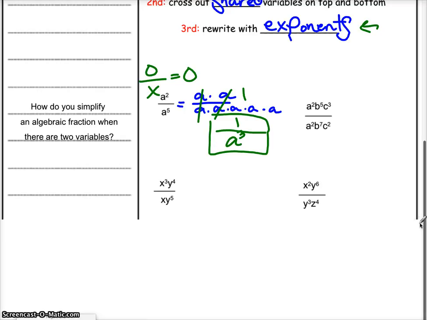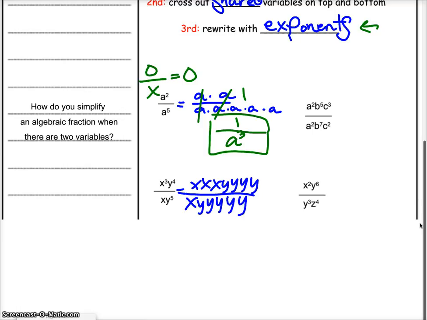Okay, so how many x's do I have on the top? Write them. 1, 2, and 3. Remember, I don't even have to include the dot in there because anytime 2 variables are sticking together, it represents multiplication. So I don't have to write the dot. Y to the 4th, how many y's? 4. 1, 2, 3, and 4. Over x, y to the what? So 5 y's. 1, 2, 3, 4, and 5.